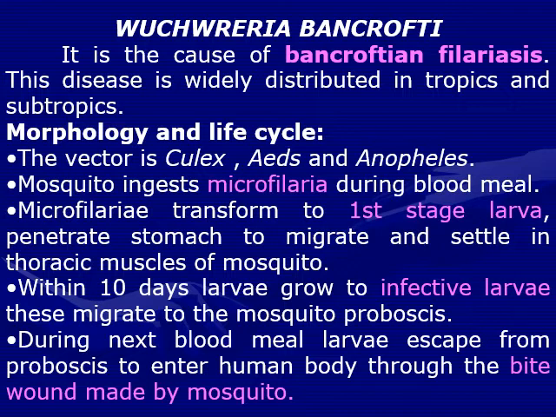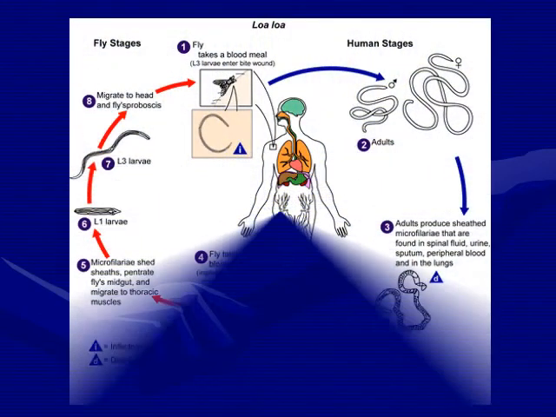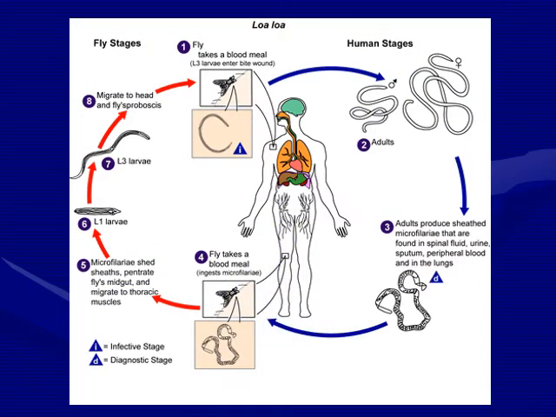During the next blood meal, the larvae escape from the proboscis to enter the human body through the bite wound made by the mosquito. They are not injected into the body by the mouth parts. This is the life cycle of Wuchereria bancrofti, and we find here this is the bite, where the mosquito takes the blood meal here from the patient, taking the microfilariae.